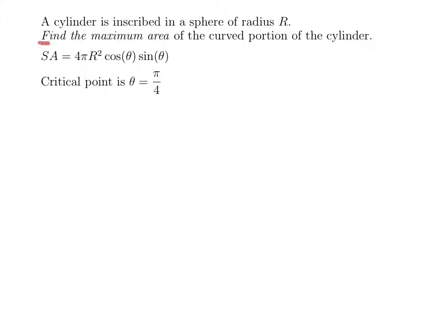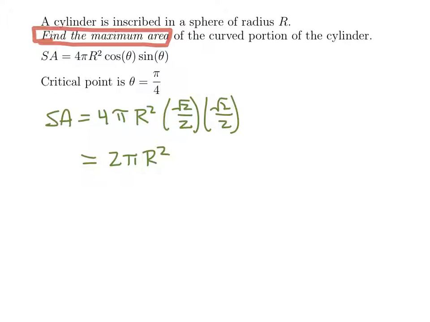But we want to make sure that we actually answer the question and not lose any points by not writing down what the maximum area is. This is an easy thing to do. We just need to plug pi fourths in for theta. And so we get that the surface area is 2 pi times the radius of the sphere squared once we've simplified all of those expressions.